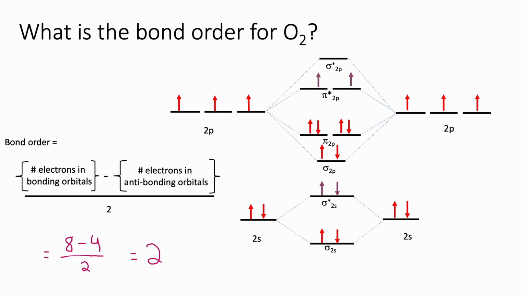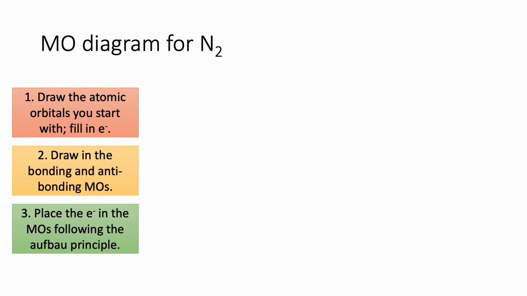So our bond order is going to be 8 minus 4 divided by 2, and that's going to be 2. So we should have 2 bonds here. It should be a double bond. And again, go back and draw the electron dot structure for oxygen, and you will see, in fact, it does have 2 bonds. Let's now do a molecular orbital diagram for nitrogen.